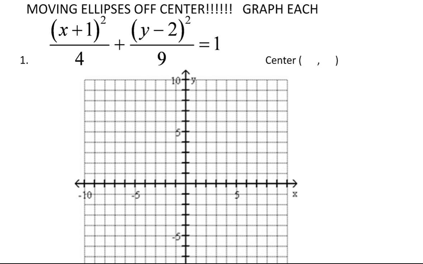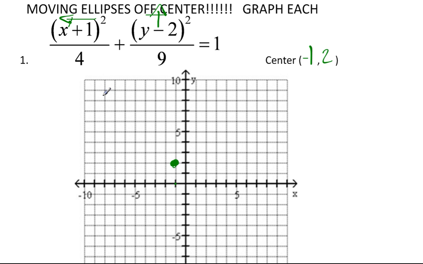Alright, so what's going to happen when our graph is not on the center? You could probably guess that our number up there with the x is going to be left and right, and just like before, it's going to be opposite like every other time. So a plus 1 is going to go to the left. A minus 2 for y means it's going to go up. So my center is going to go left 1 and up 2, and this is where my center is going to be. So that's a negative 1, comma 2 for my center.